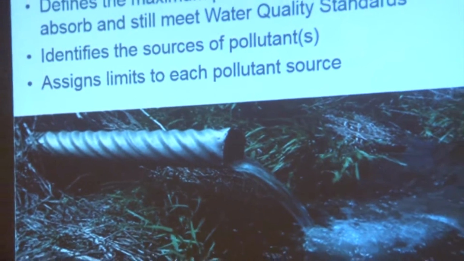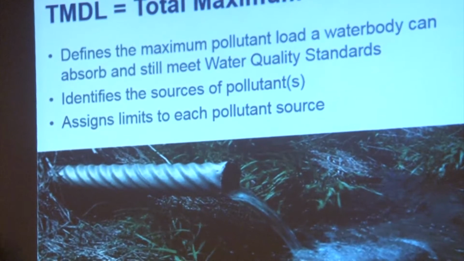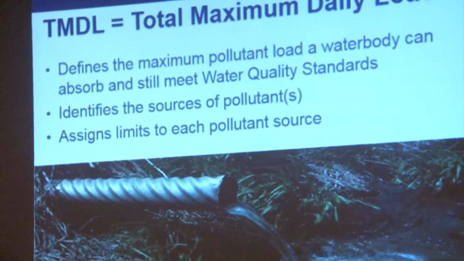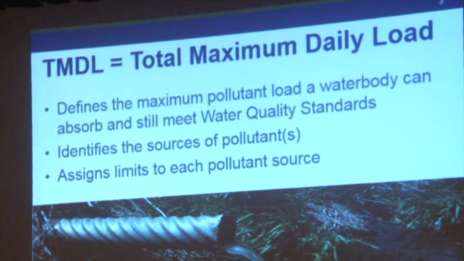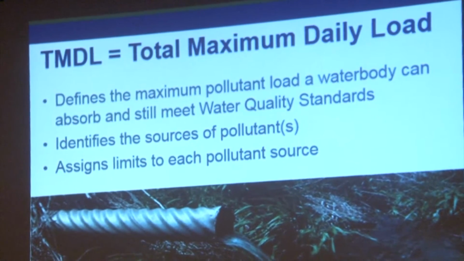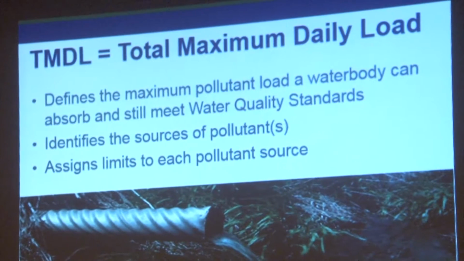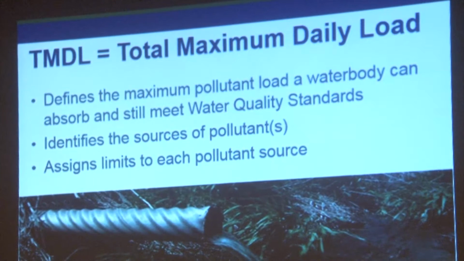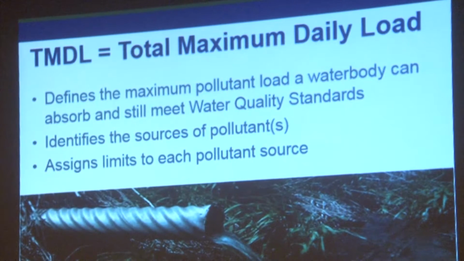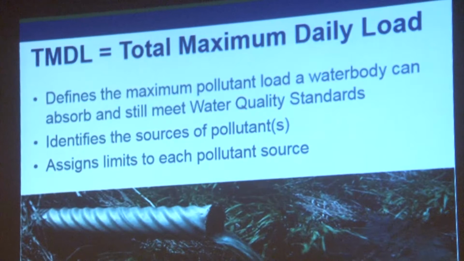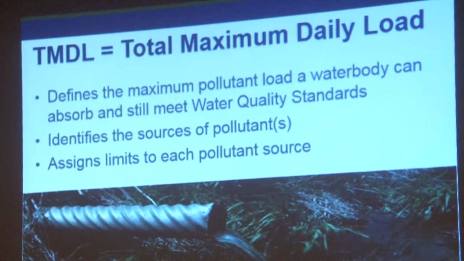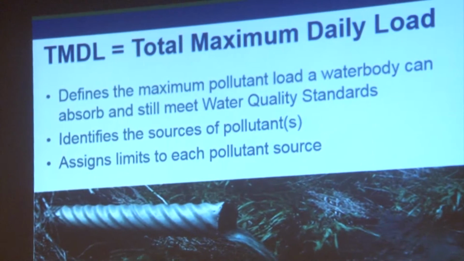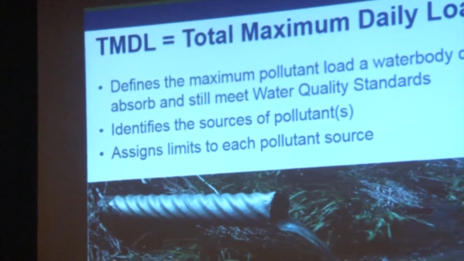So TMDL, it's the total maximum daily load. And load, remember, is not just the concentration of a nutrient, it's the amount of a nutrient or a pollutant that is entering a water body. So we can talk about load in terms of pounds per day or kilograms per year. It defines the maximum allowable nutrient load that a water body can stand or absorb and still meet water quality standards.